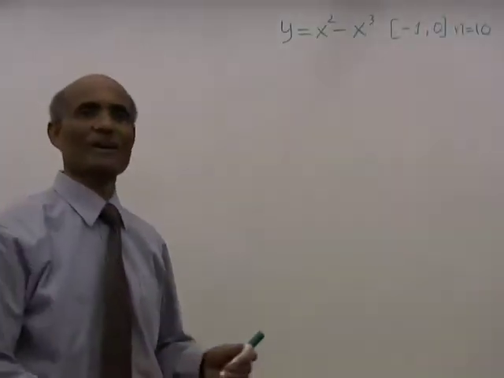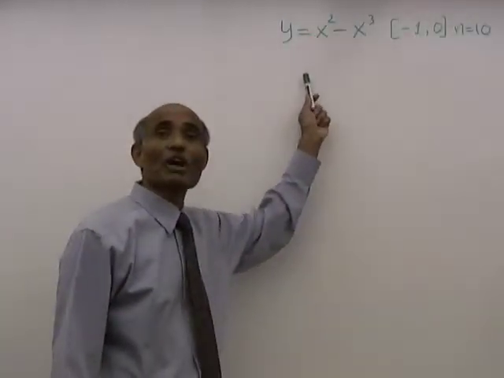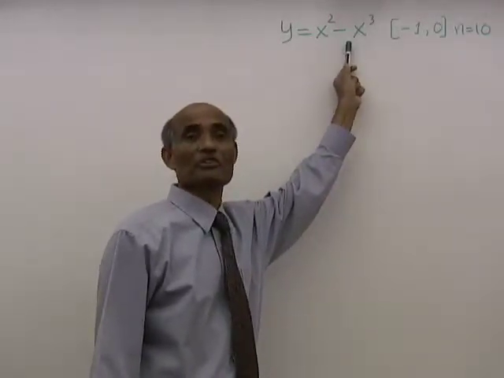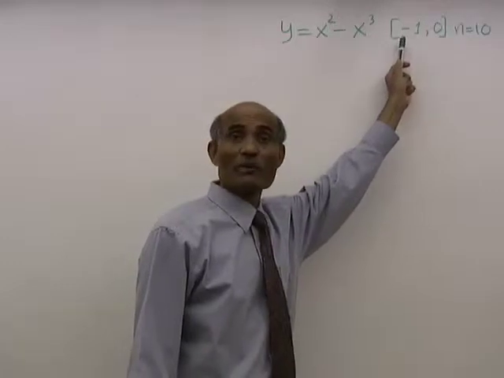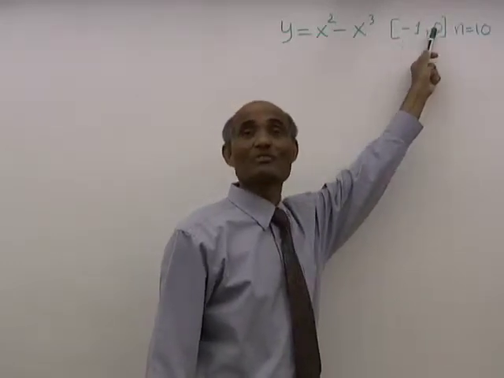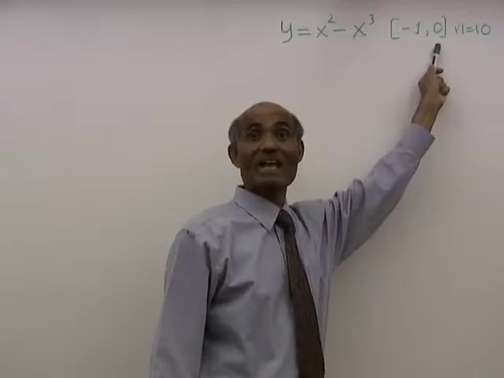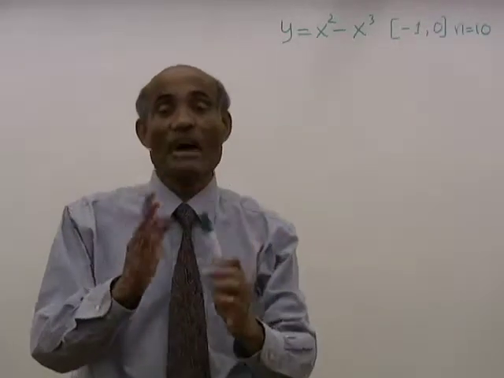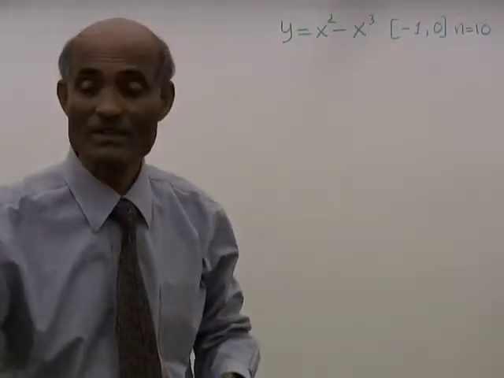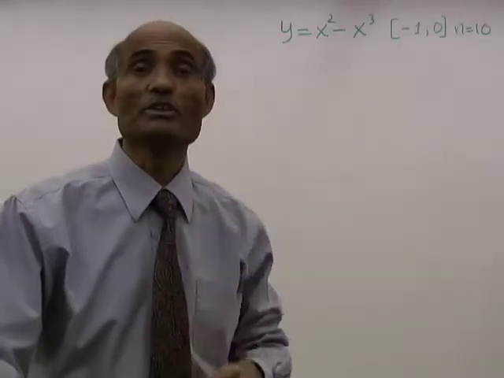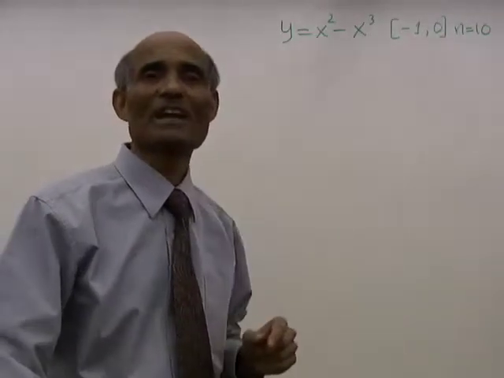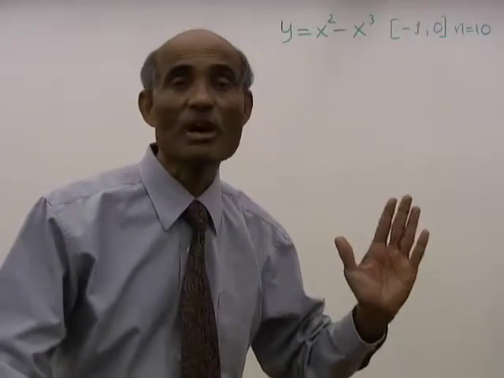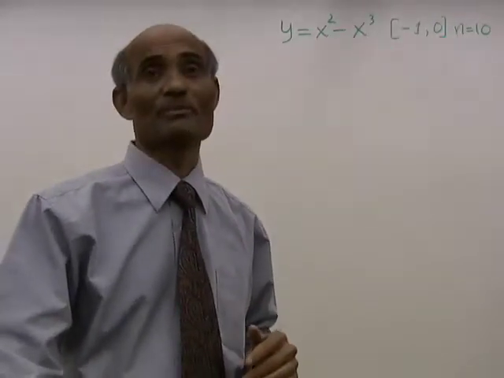All right, let's try this one. Find the area enclosed by the graph of y equal to x squared minus x cubed on the interval from x equal to -1 to 0, x equal to a to b, using n equal to 10, dividing the area into 10 rectangles. But what I want you to do is draw a graph of this on your calculator and see how the shape of the graph looks like and figure out what area we are looking for.